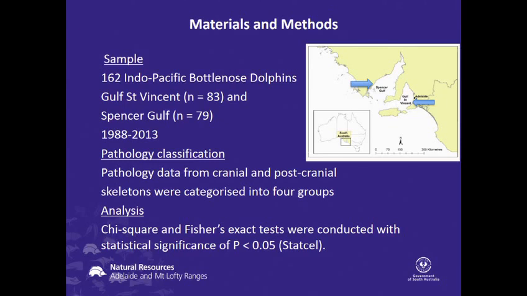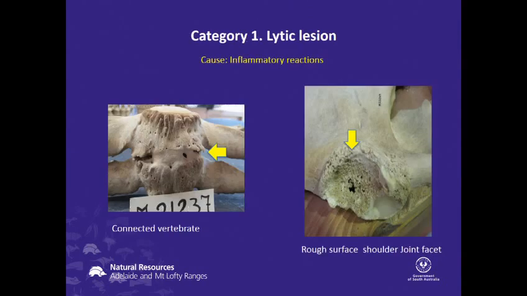The first category we call lytic lesion. The main cause of this lesion is inflammatory reactions. The feature of this lesion is a very rough surface with pores of various sizes. Because of the lysis, the bone matrix sometimes melts and then remodels, and as a result, the pores combine together.